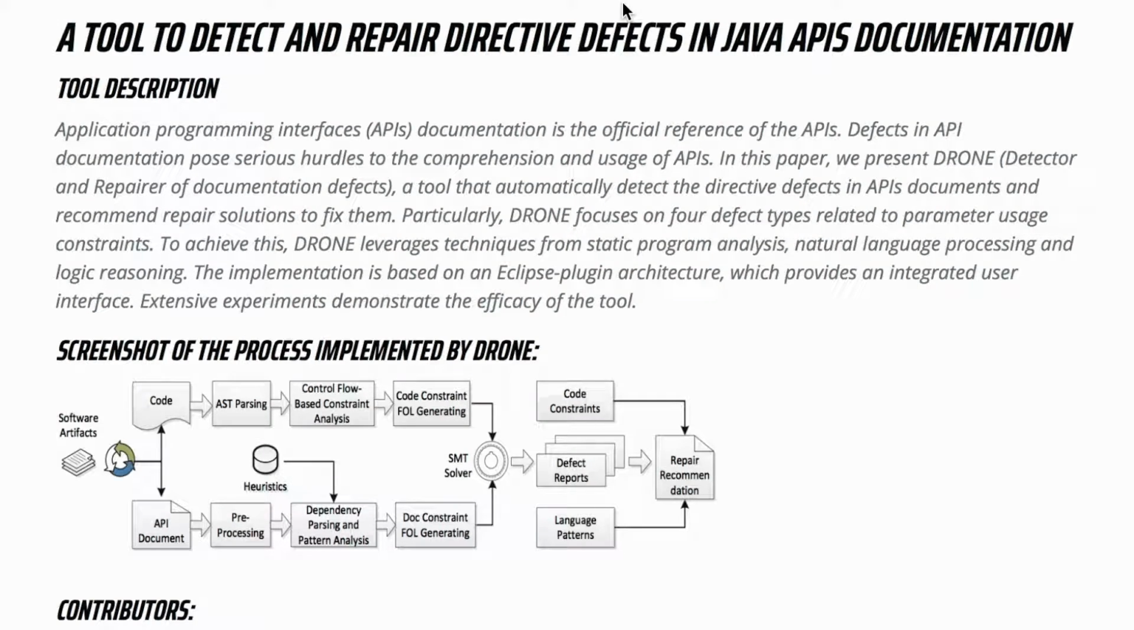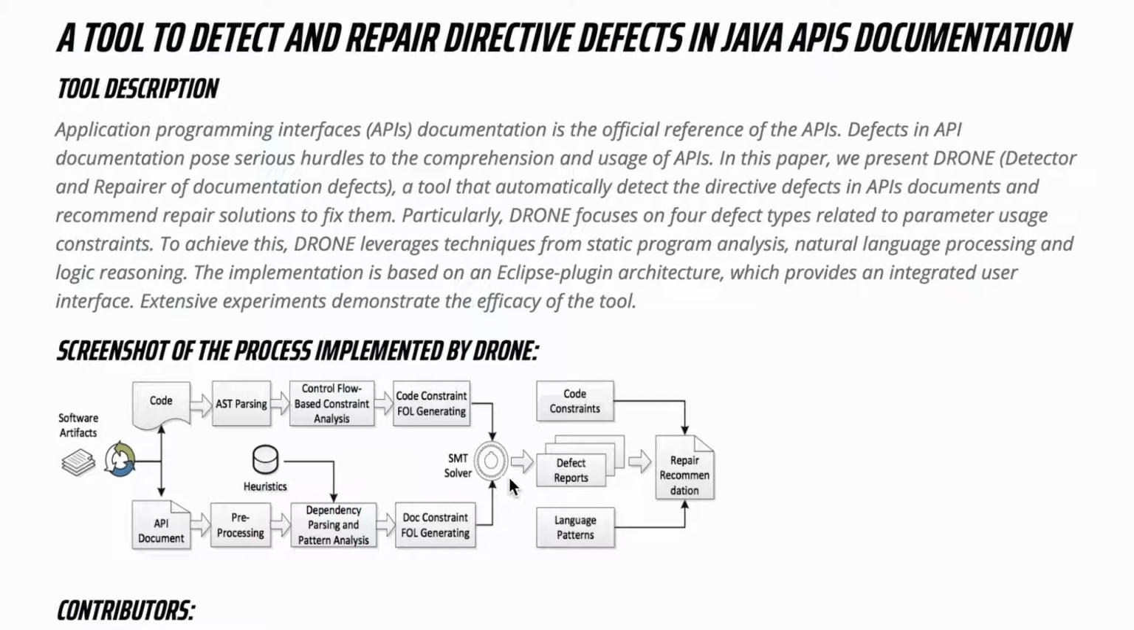Drones is a Java-based tool that automatically detects defects in API documents and recommends repair solutions to fix them. Particularly, Drones takes as input a Java library, analyzes its code using AST parsing, and represents the code in a full formal representation. In a similar way, it takes as input the API documents and, using NLP parsing, generates a formal representation of the documentation constraints.